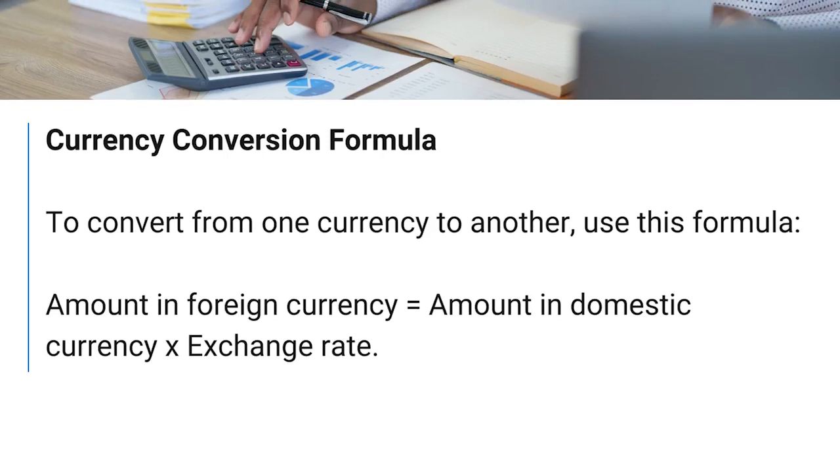Currency conversion formula. To convert from one currency to another, use this formula. Amount in foreign currency equals amount in domestic currency times exchange rate.